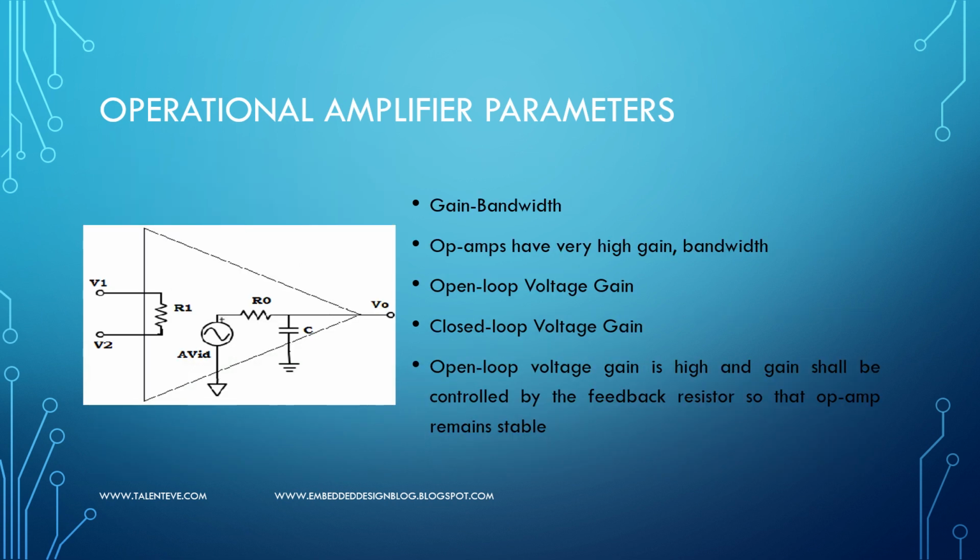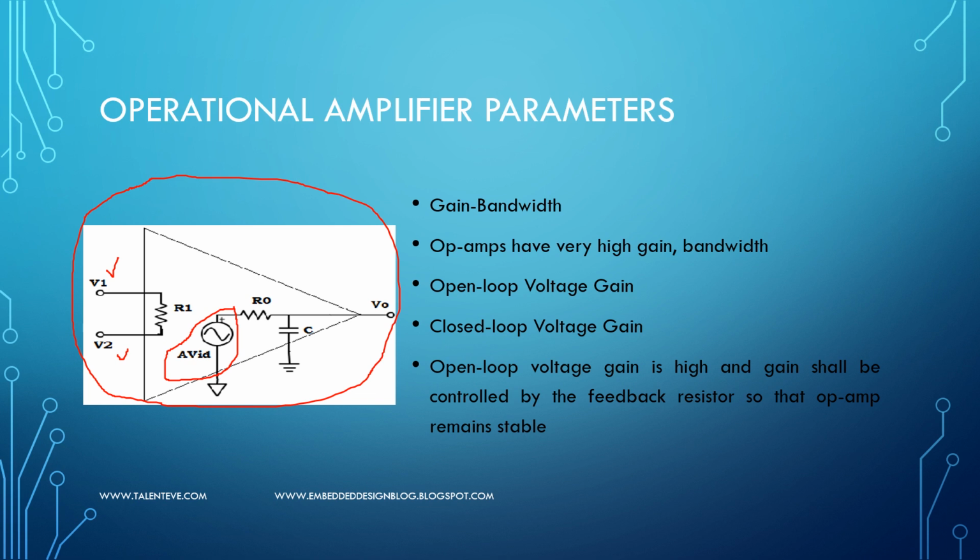Then one more parameter of the operational amplifier is the gain bandwidth product. Basically, we have seen that the model of an operational amplifier can be represented this way, where V1 and V2 are the inputs. VID is the difference between V1 and V2. So this VID is multiplied by gain and is given as the output voltage. So the output voltage is defined as A into VID. A is called the gain here. Operational amplifiers have very high gain and high bandwidth.